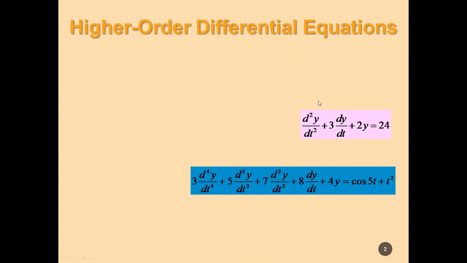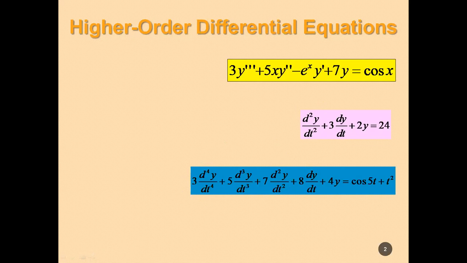So this one is second order. The highest order derivative is 2, and this one is fourth order. Okay, so both are higher order differential equations. This one is a third order differential equation.